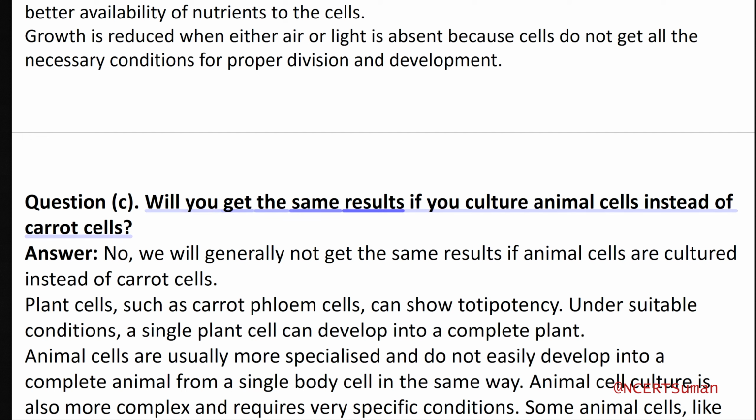Question C. Will you get the same results if you culture animal cells instead of carrot cells? Answer: No, we will generally not get the same results if animal cells are cultured instead of carrot cells. Plant cells, such as carrot phloem cells, can show totipotency. Under suitable conditions, a single plant cell can develop into a complete plant. Animal cells are usually more specialized and do not easily develop into a complete animal from a single body cell in the same way. Animal cell culture is also more complex and requires very specific conditions.